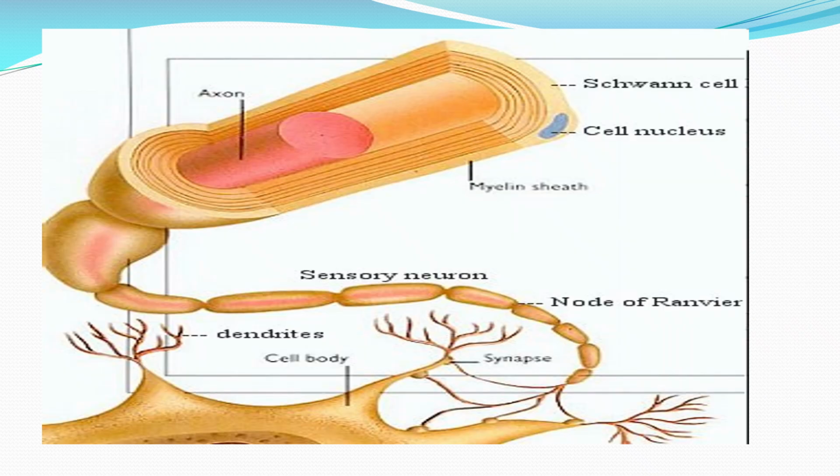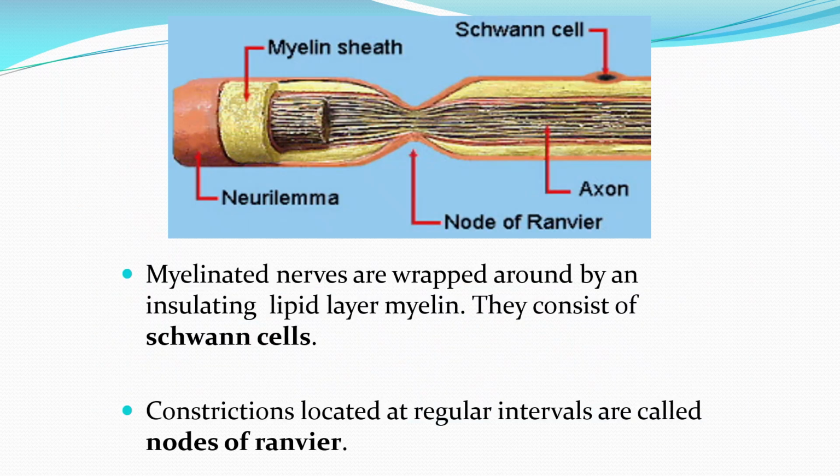Each myelin sheath basically has Schwann cells and also a cell nucleus within its structure. The myelinated nerves are wrapped around by an insulating lipid layer called myelin, and as I told you, it contains Schwann cells. Constrictions at the intermediate portions, which are not covered by the myelin sheath, are called nodes of Ranvier.